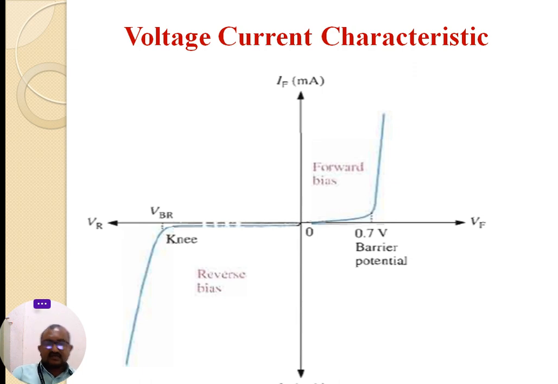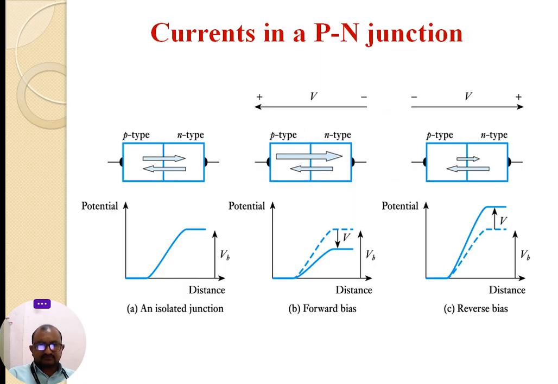And we can see the reverse bias graph. In reverse bias condition, no current flows through the diode, just a small amount of current. This is called the reverse saturation current. This is a negligible amount of current flowing in the reverse bias condition, which is in the microampere range.